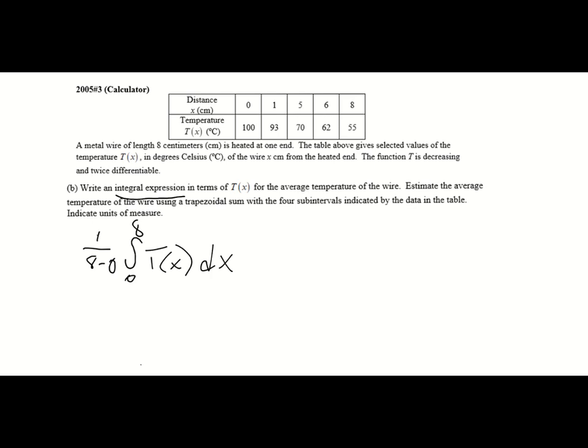Then you have to do your trapezoidal sum, which means instead of finding the areas of rectangles here, we're going to find the areas of trapezoids. You must know the formula for the area of a trapezoid on the AP exam. They will not give it to you. 1/2 times base 1 plus base 2 times the height. In this table, it's going to be 1/2 times, we'll say temperature 1 plus temperature 2 times the heights are going to be the differences in consecutive distances in centimeters.